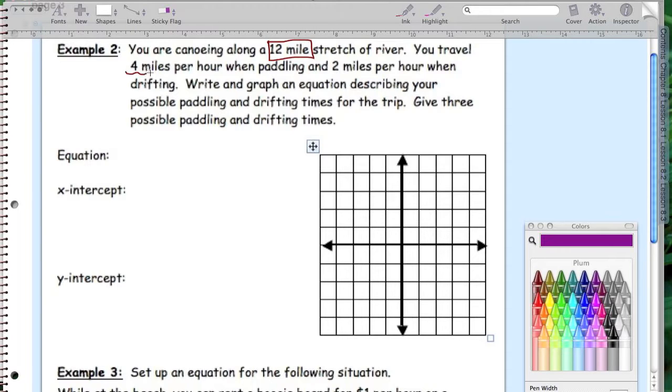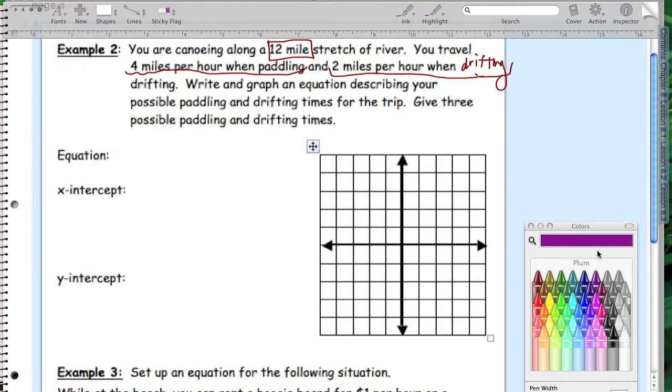We know that when we go paddling in our canoe, we go 4 miles an hour. And when we just drift, it's 2 miles an hour. And I'll just add drifting in there. It's on that next line. Okay, so 2 miles an hour when we drift. Those are the 3 key things they gave us.